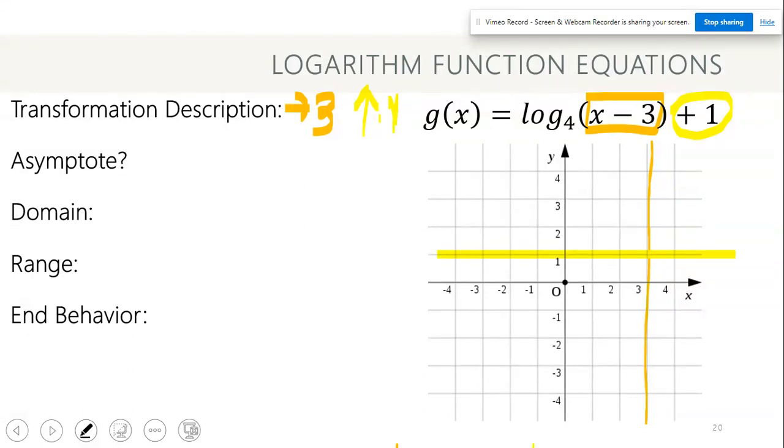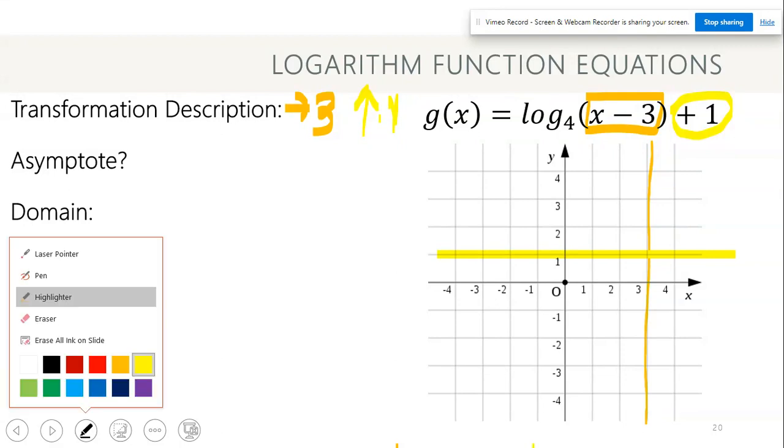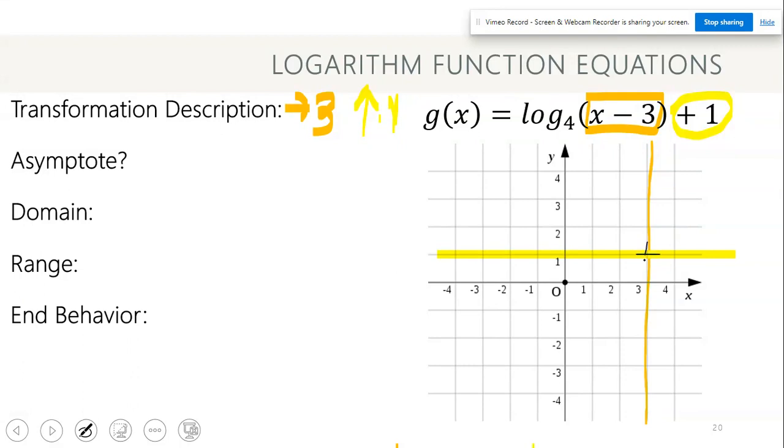So we have a new x and y axis. Regardless of the base of the logarithm, always from this x, y axis, we go to the right 1 and follow our logarithm shape. Technically, this base is 4, so that means it has the regular logarithm shape. We do have an asymptote here. We have a vertical asymptote, x is equal to positive 3.